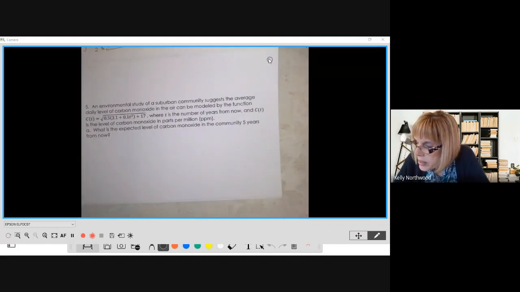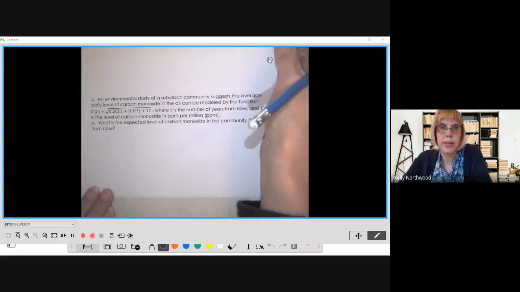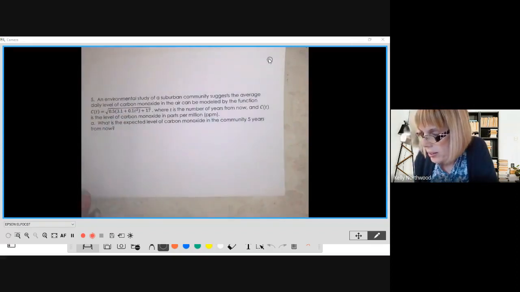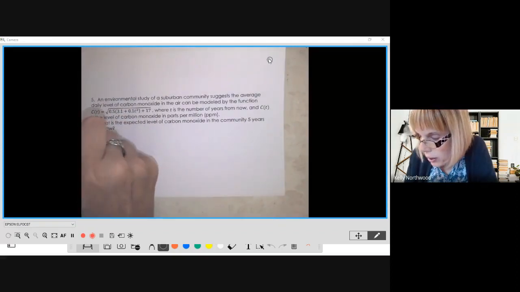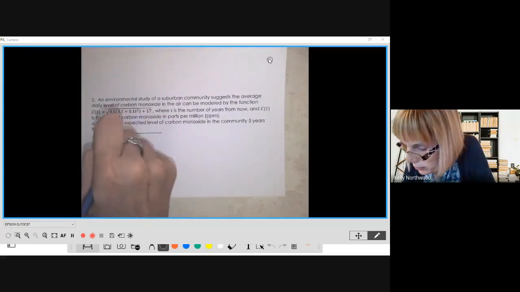Okay, so an environmental study of a suburban community suggests the average daily level of carbon monoxide in the air can be modeled by that function, where T is the number of years from now, and C at T is the level of carbon monoxide in parts per million, ppm. What is the expected level of carbon monoxide in the community 5 years from now? You guys are pretty good with these kind. That's just asking you, there's no rate of change asked. So that's just asking you for C at 5. So we'll just substitute in here.